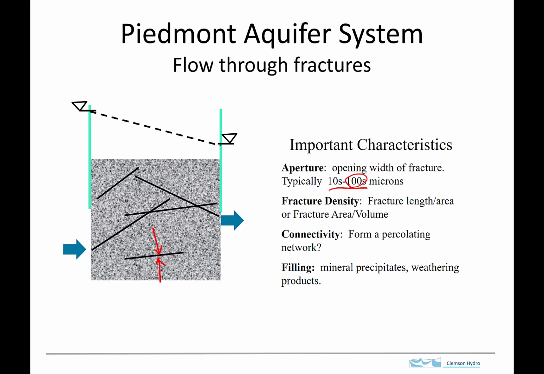So the aperture of the fractures that are going to contribute to groundwater flow are typically in the range of a sheet of paper or so. Another thing that'll be important is the fracture density. How many fractures are there in a unit of volume? So we'll think of fracture density in a variety of ways. One is that it's the area of the fracture surface per unit volume of rock.